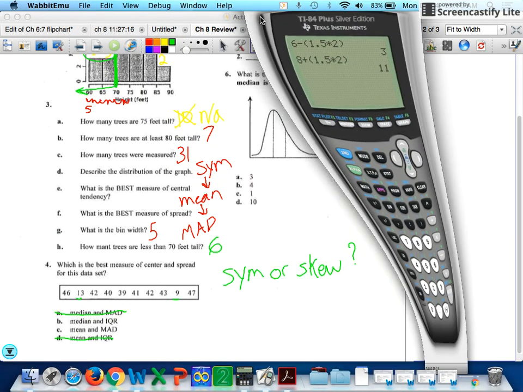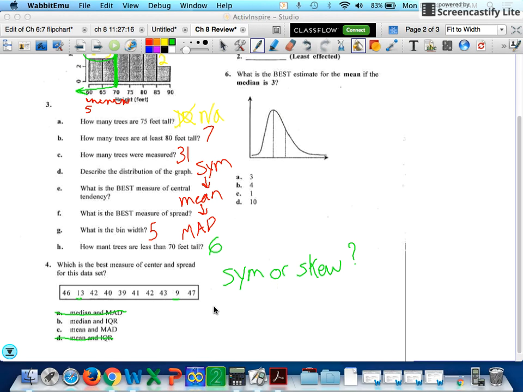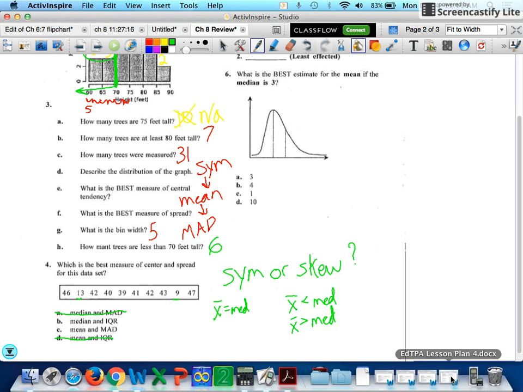What I know about symmetric data is that my mean and my median are equal. However, with skewed data, I know that my mean is less than my median, or that my mean is greater than my median. So that's really what it's asking you: is this skewed or symmetric? And you have to know this information in order to get that.